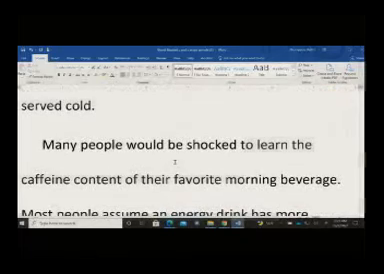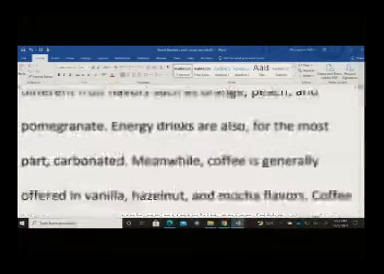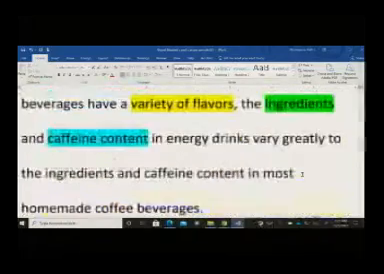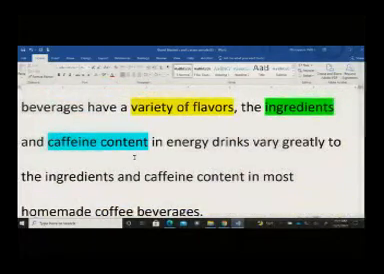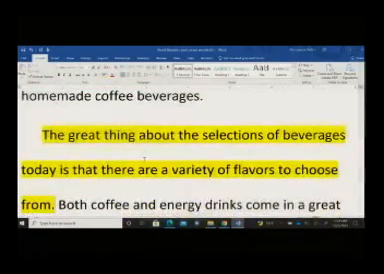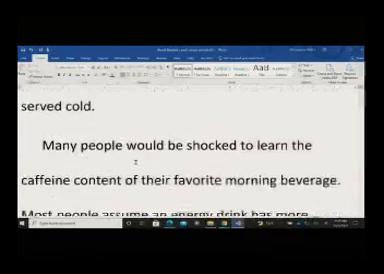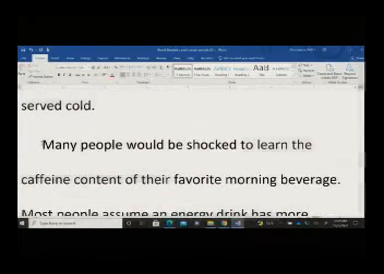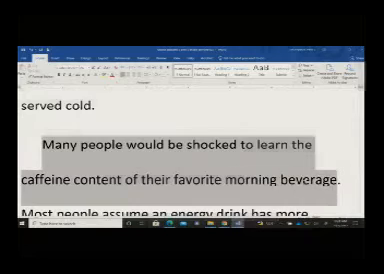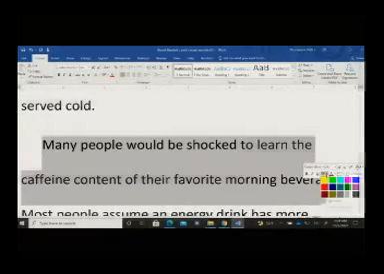Many people would be shocked to learn the caffeine content of their favorite morning beverage. Oops, when I go up here, I see that caffeine is actually the third one, but this writer did it as the second one. So it's out of order on the thesis. That's something to check. So this is blue when it should have been green.